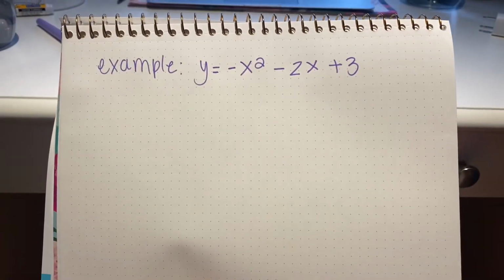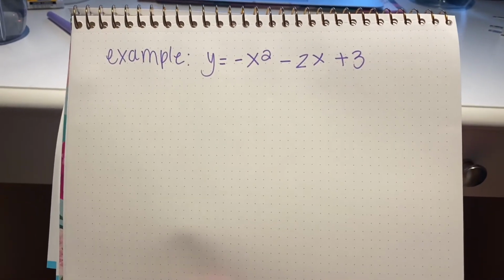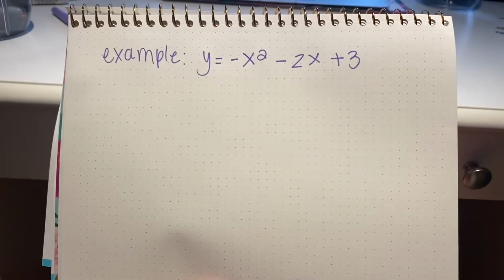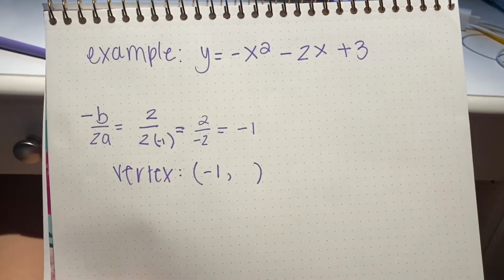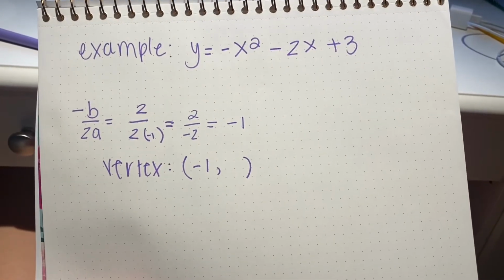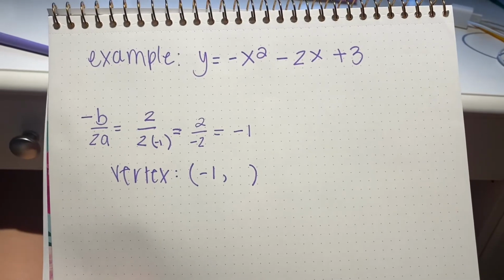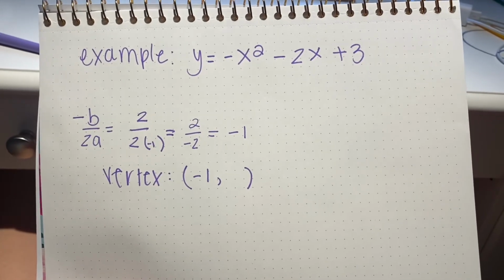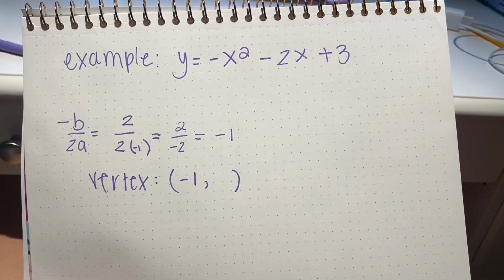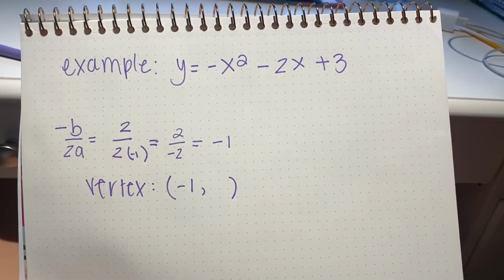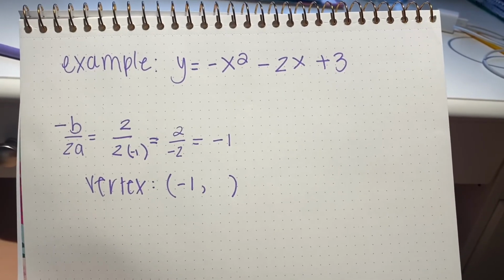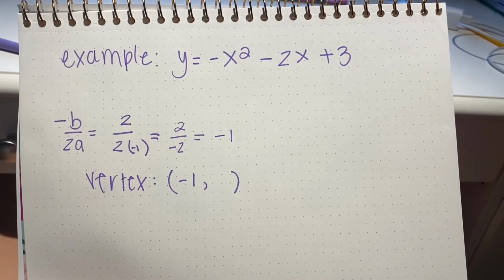The next example that I'm going to use is y equals negative x squared minus 2x plus 3. Just like we started off the last problem, you're going to want to start by finding the axis of symmetry. Again, to do this, you're going to want to do negative b over 2a. For this problem, negative b is 2. 2 times a would be 2 times negative 1. That gets you 2 over negative 2, which turns out to be negative 1.